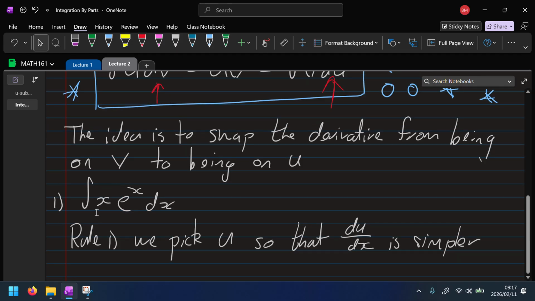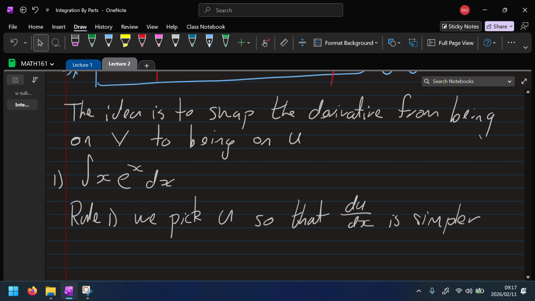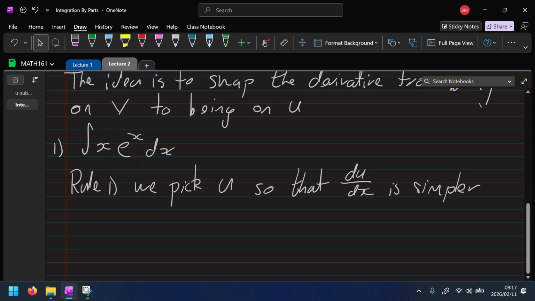Now, in this case, we look at these two, x and e to the x. When we differentiate x, what does it become? 1. That's pretty simple. When we differentiate e to the x, it becomes e to the x. That hasn't changed. So between the two, which one becomes simpler when we differentiate? X, so we pick that one. Okay. Now, if that doesn't work, we look at rule 2.